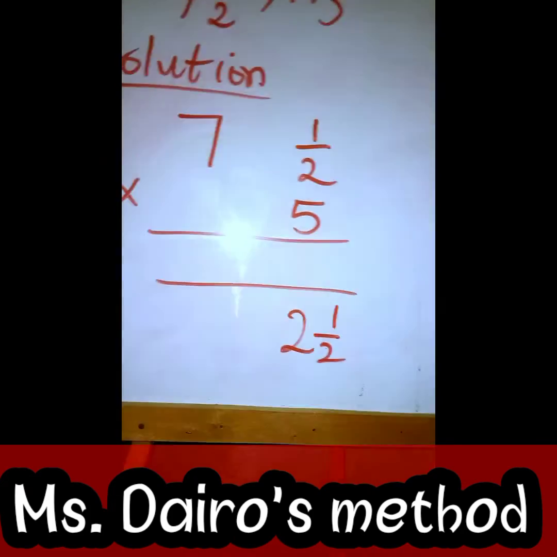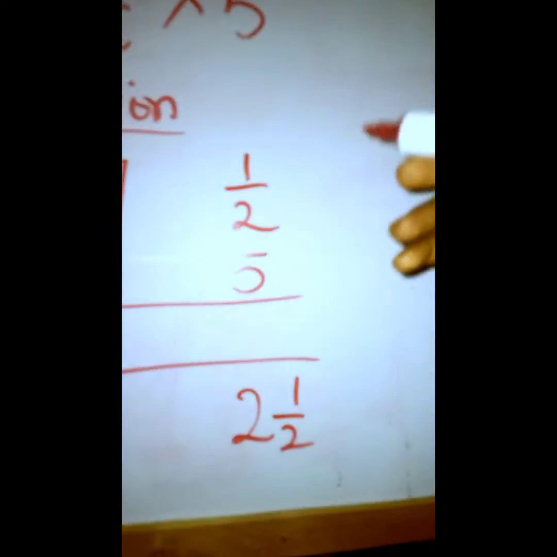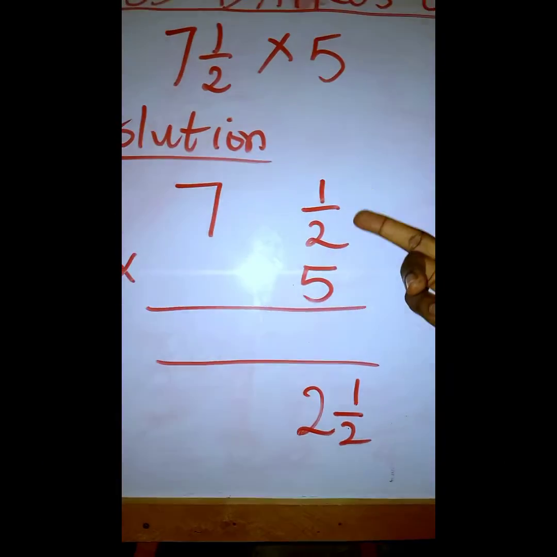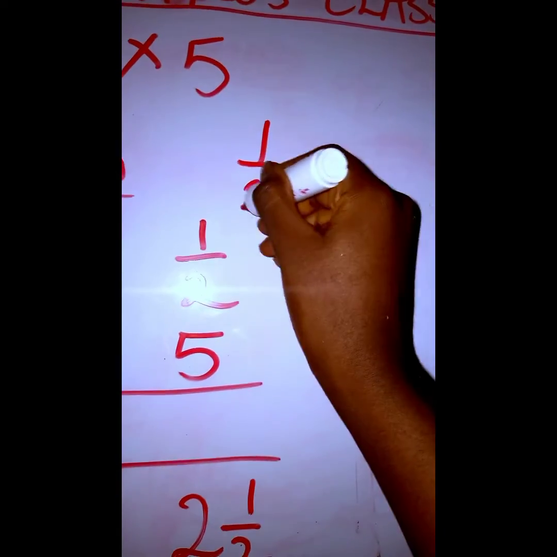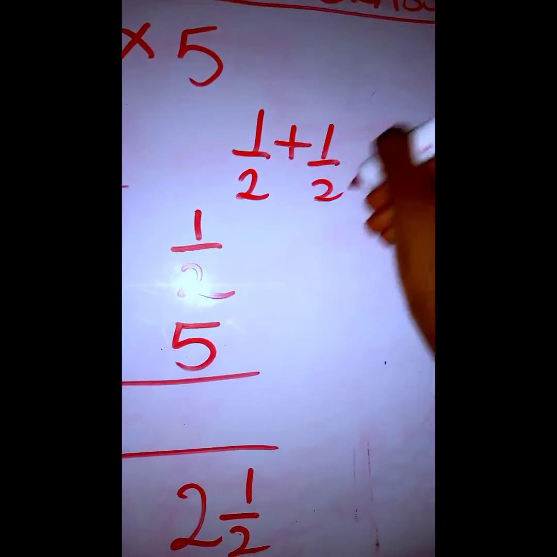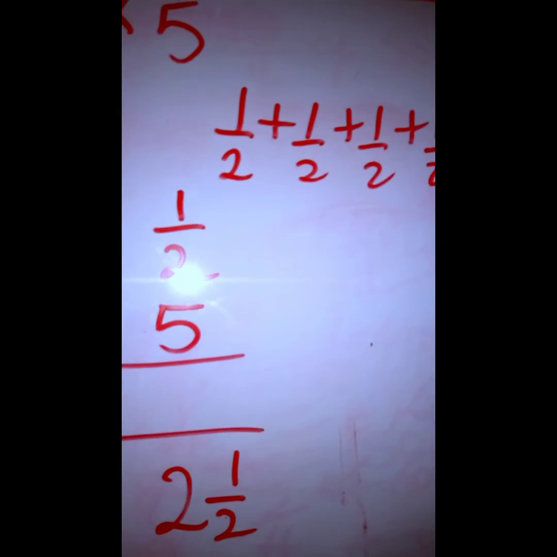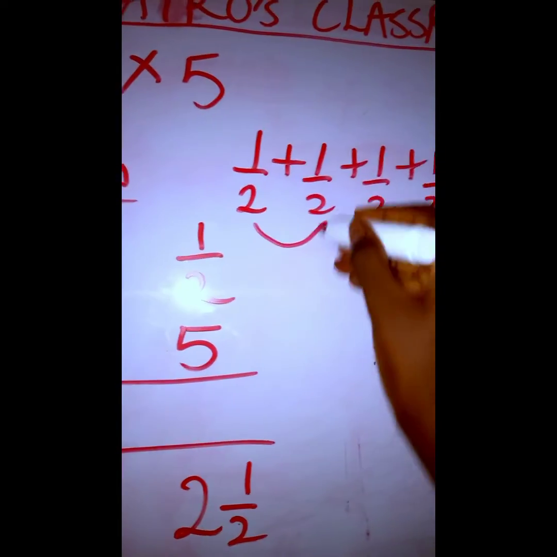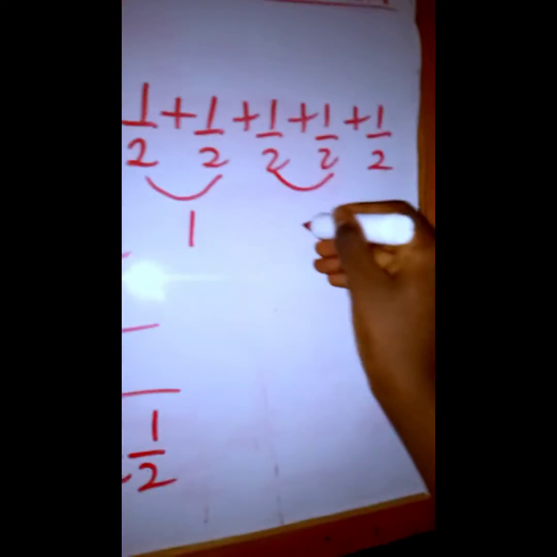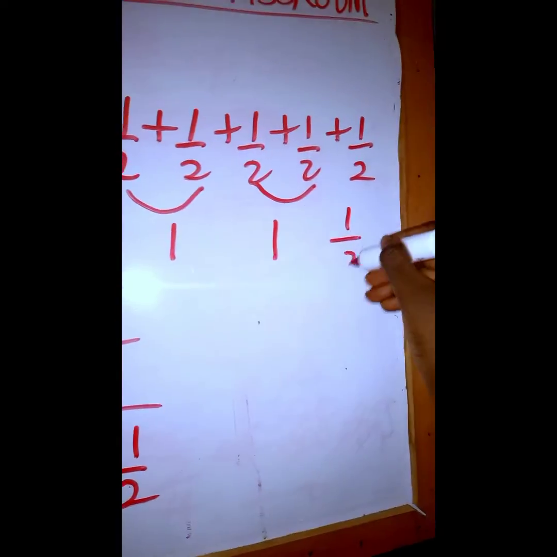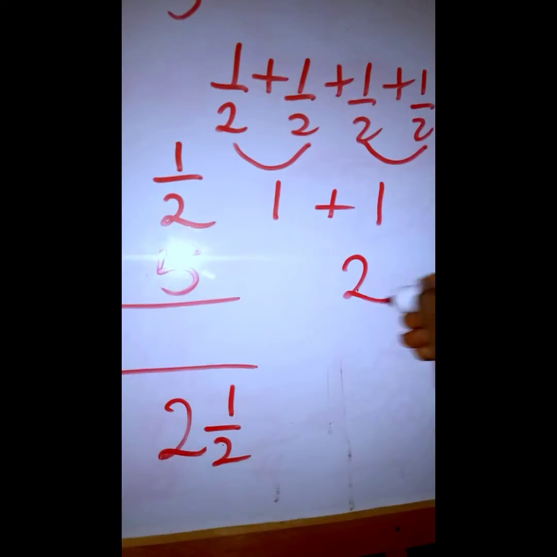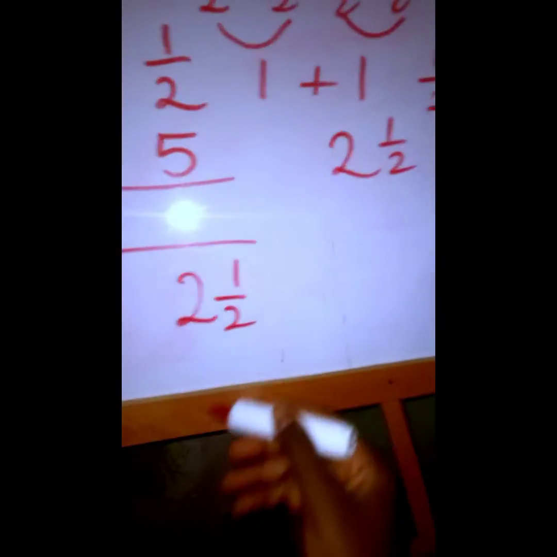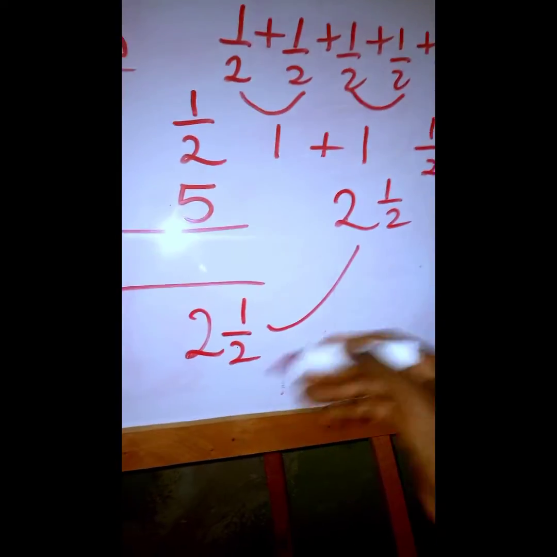But let's say you're teaching a child who does not know how to find the half of a number. So you just tell the child, using repeated addition, add your half 5 times. So you have your half plus half plus half plus half plus half. So you have half plus half is 1, half plus half is 1, and then you have your half here because there's nothing to add to it. Then your 1 plus 1, you have 2, then your half. You can see, still the same 2.5.